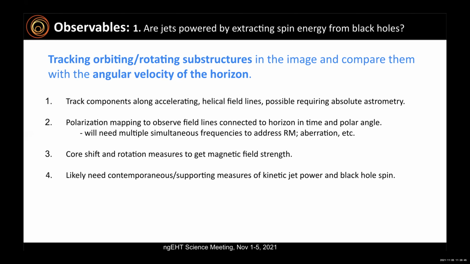Also, using multi-frequency observations to get core shift and combination rotation measure, get magnetic field strengths from that. Hand in hand with this is that ngEHT alone won't get you the kinetic jet power measurement, and it's quite possible you'll need contemporaneous measurement of the jet kinetic power. So that's going to need other supporting observations, and potentially the black hole spin measurement as well might have to come from a combination of ngEHT and other facilities. So we can go to the next slide.